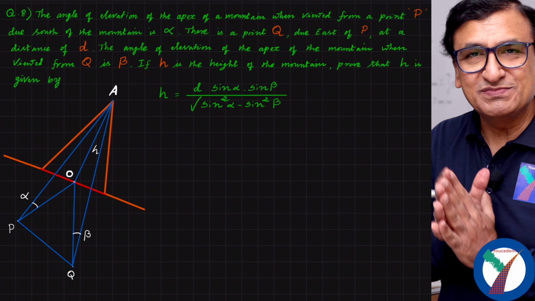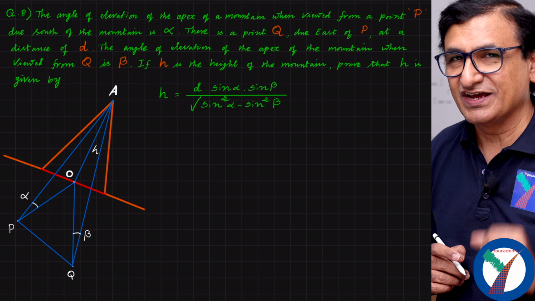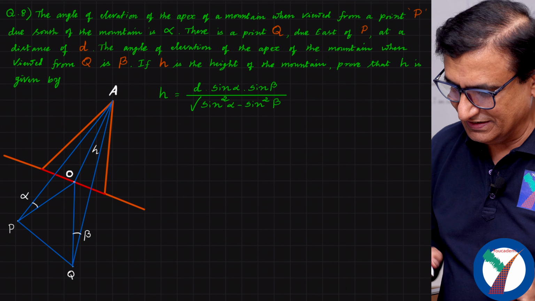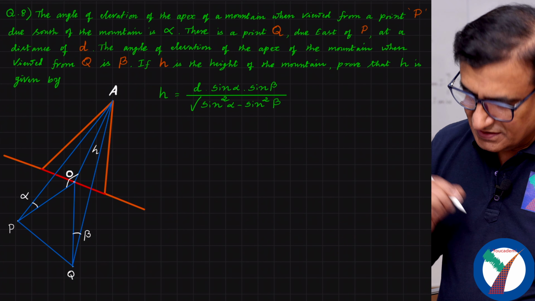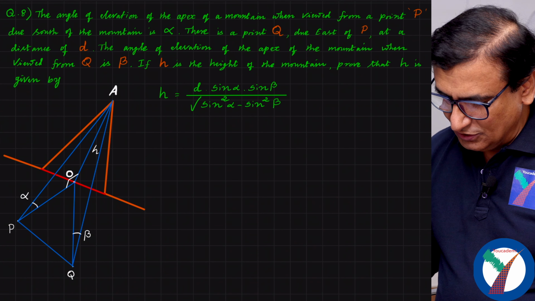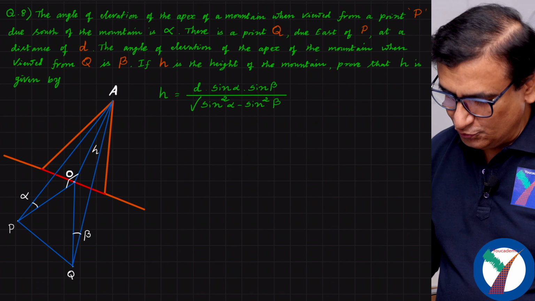Okay, the entire system has 3 right angle triangles. Let me mark the right angles here. That is, AOP is a right angle. This is a right angle. Then angle OPQ is a right angle. Then angle AOQ is also a right angle. Okay, and the distance PQ is D. Let me mark this as D.